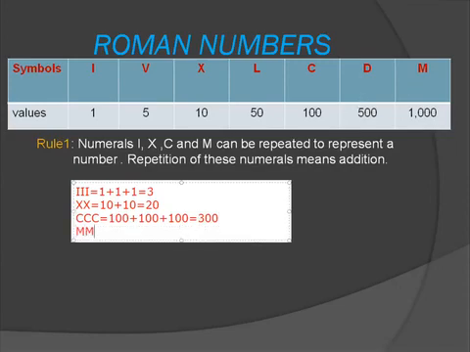In the same way, M also you can write. Suppose I give you 2 M's. What is the value of 2 M's? You know the M value is 1000, so 1000 plus 1000 gives you 2000. In this way we will write.